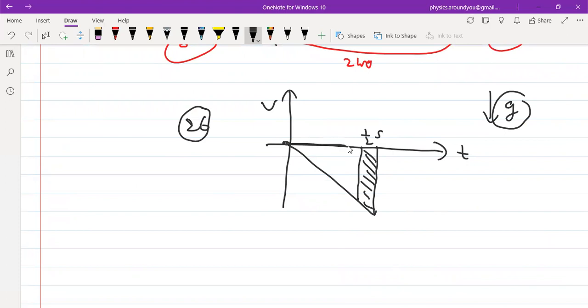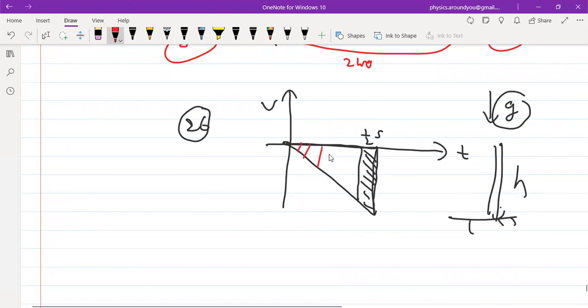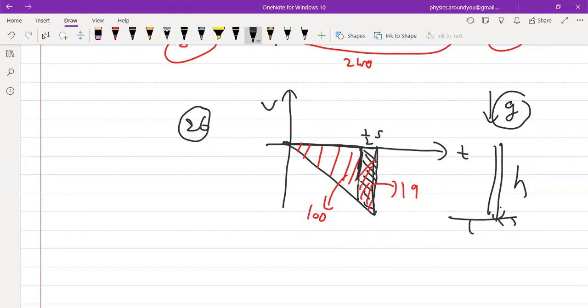And what is the total displacement as it landed on the ground? The total displacement as it landed on the ground is simply the height of the tower. So what is the total area? The big triangle area is 100. The shaded black one's area is 19. Well, with this, they want you to find what is acceleration. What is acceleration? Acceleration is the ratio of the slope of v-t, which is perpendicular by base. Perpendicular by base. Okay. How can we use that?